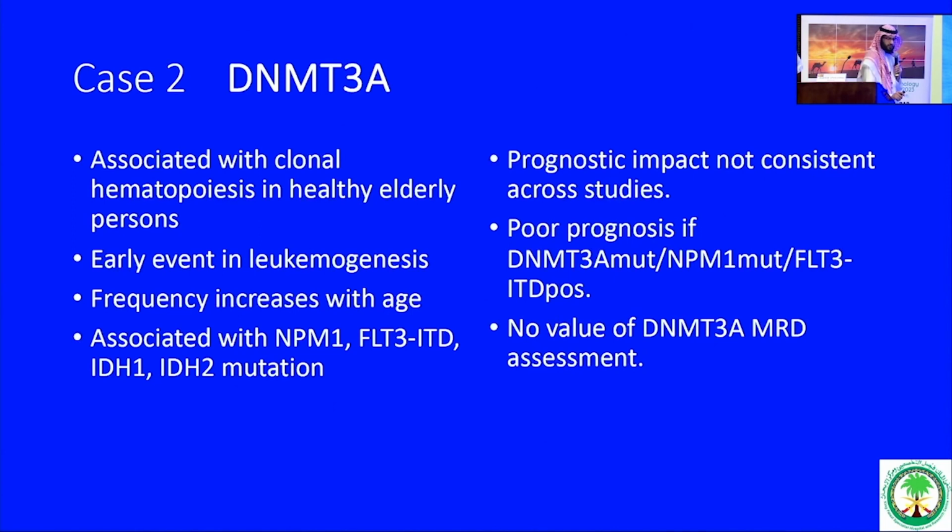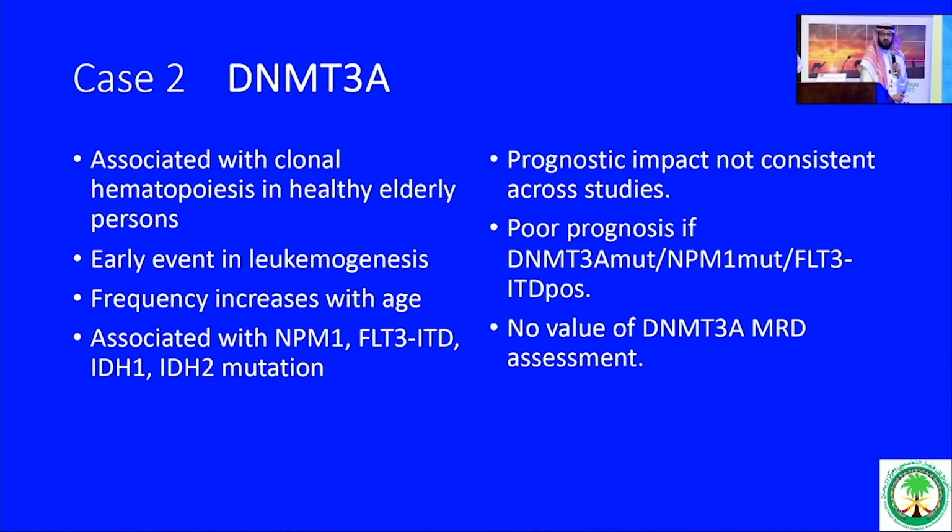Frequency increases with age. If you see it with NPM1, with FLT3, with IDH1, then you start thinking of MDS. Prognostic significance is not consistent. Poor prognosis only if you see it with other mutations like NPM1 or FLT3 mutation. There is no value in MRD testing, and that's very critical. If you see DNMT3A later, after the patient is in remission, this could be something clonal but not related to the leukemia.